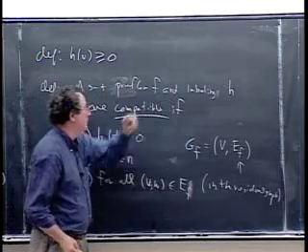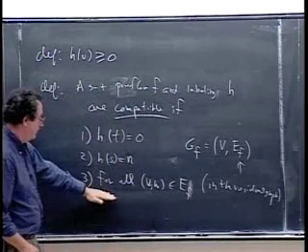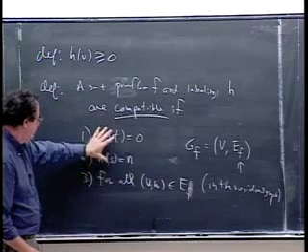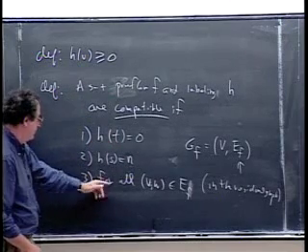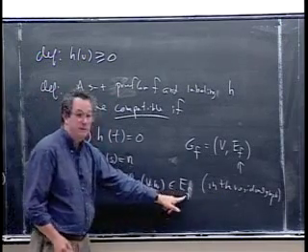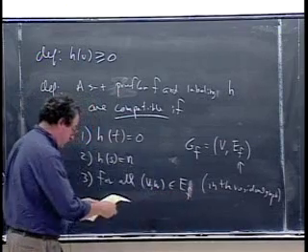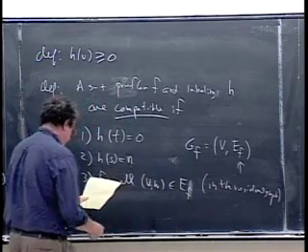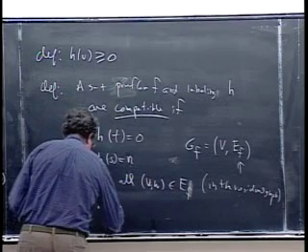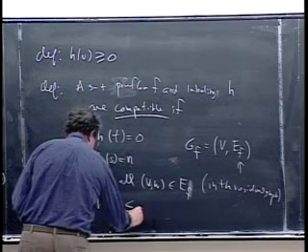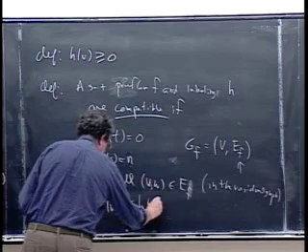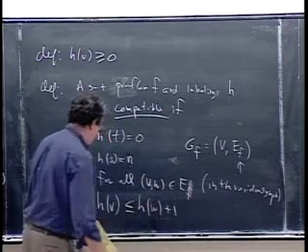And a labeling H are compatible if, well, I'm not quite finished. We have these two conditions and we have half of this condition. For all those edges which are in the residual graph, what's required there is that H of V is less than or equal to H of W plus 1.